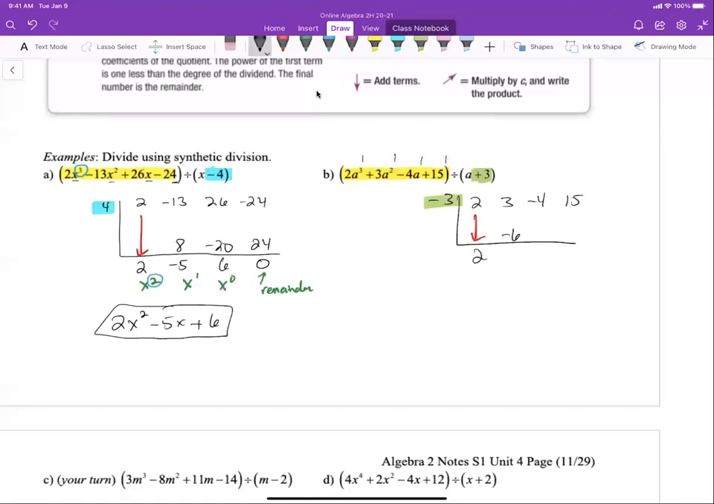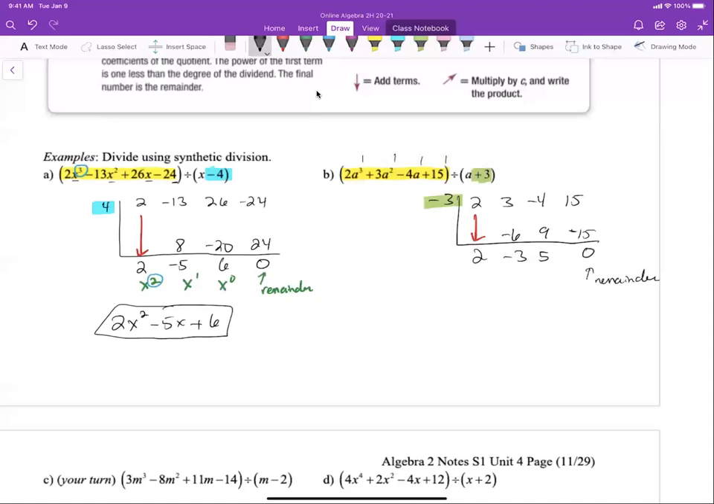Add 3 plus negative 6, I get a negative 3. Multiply negative 3 times negative 3, positive 9. Add negative 4 and 9, I get a positive 5. Multiply negative 3 times 5, I get a negative 15. Those add to 0. This is my remainder.